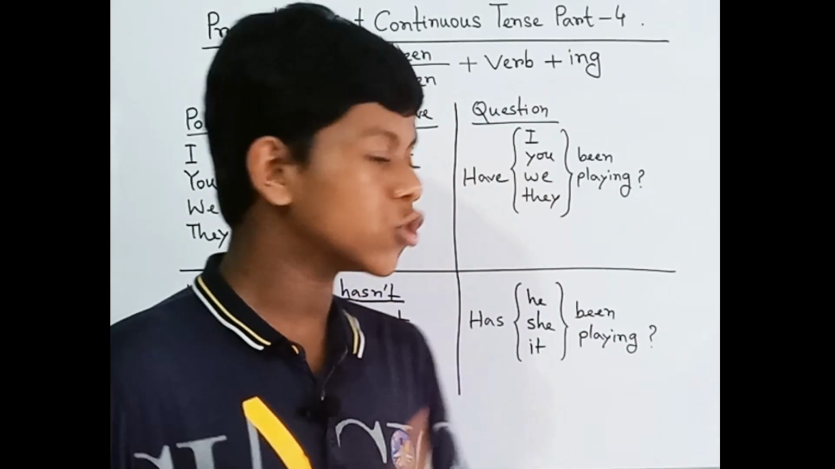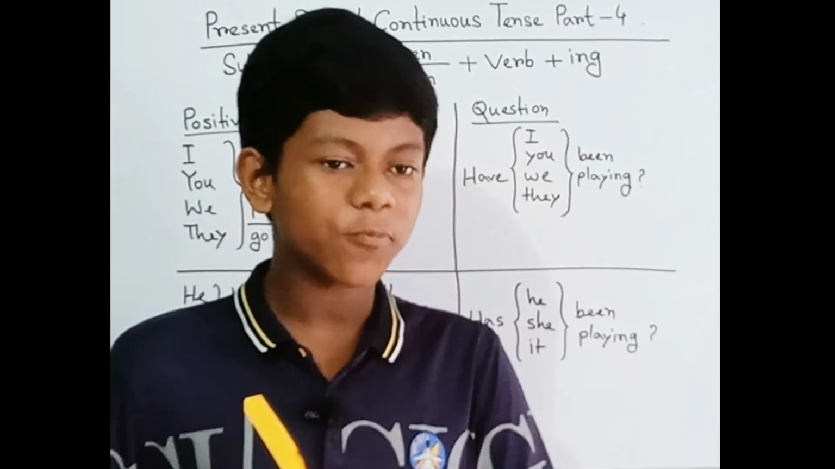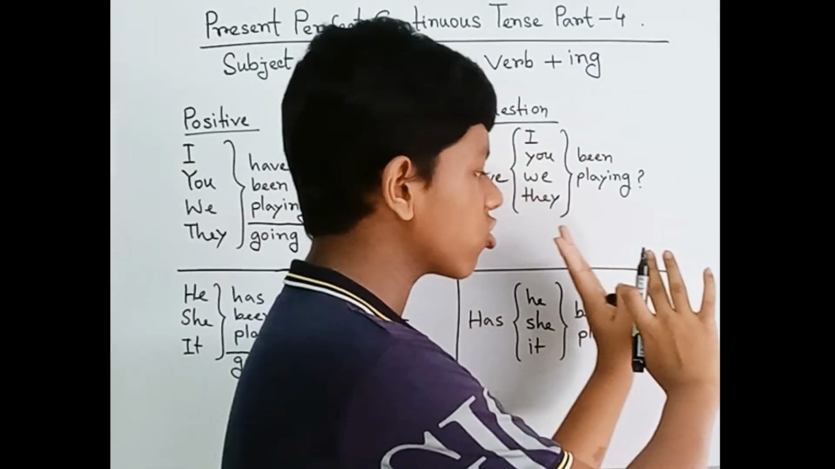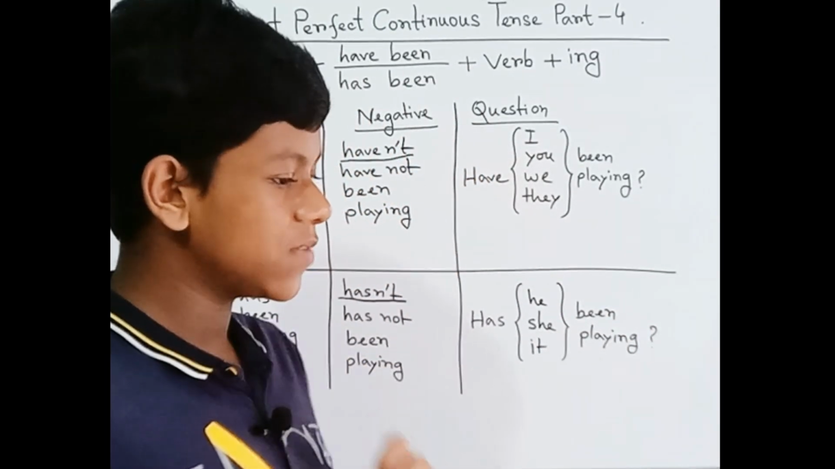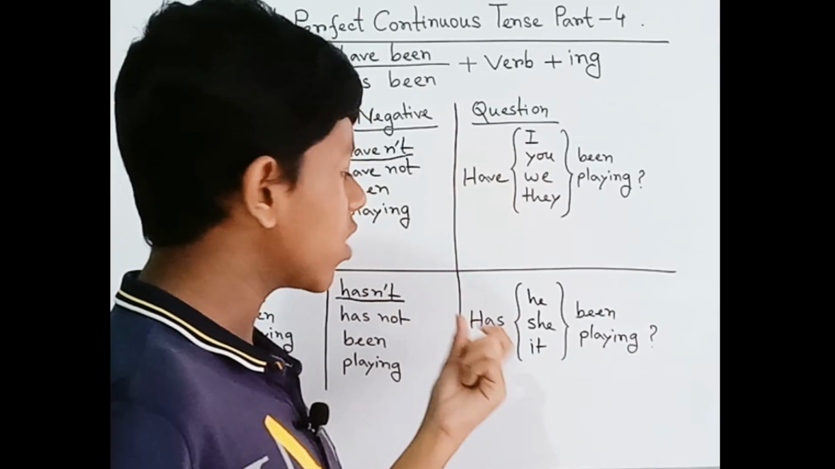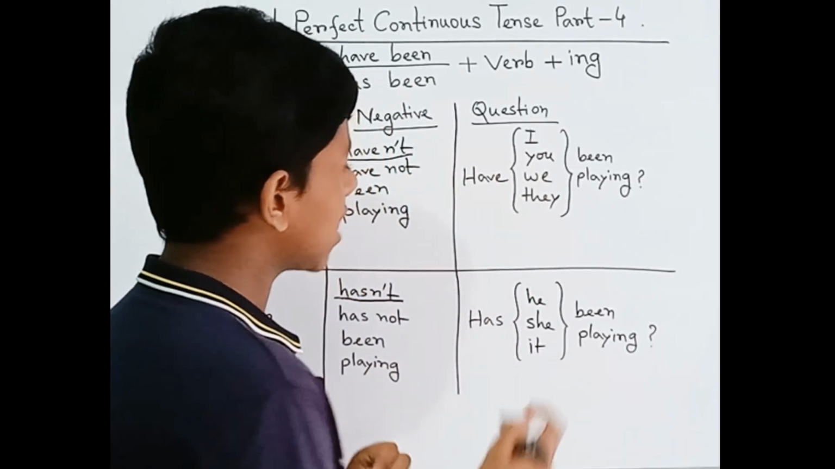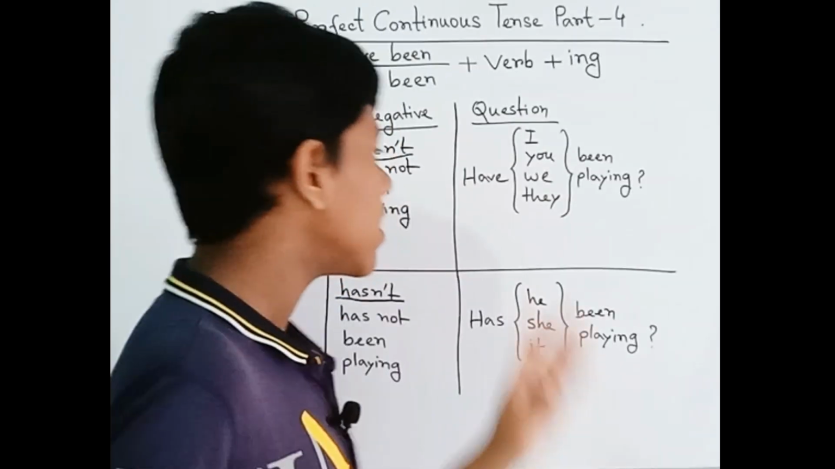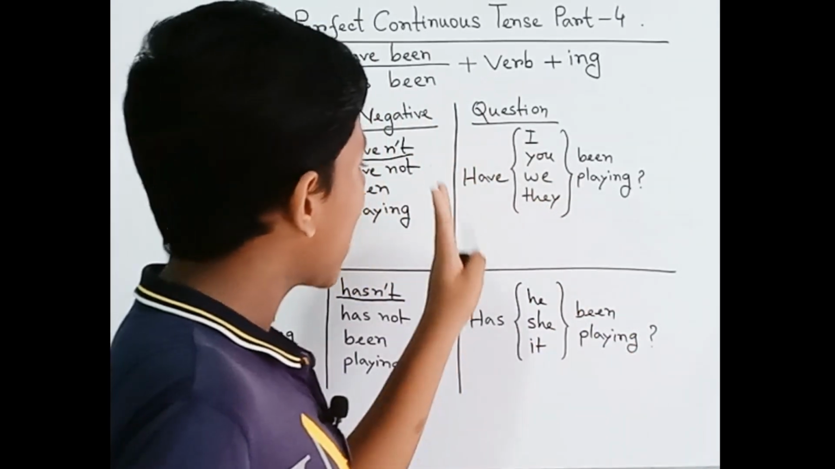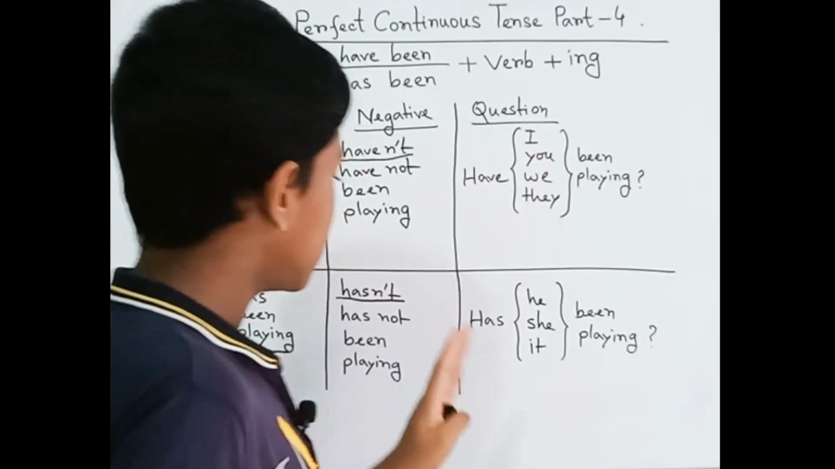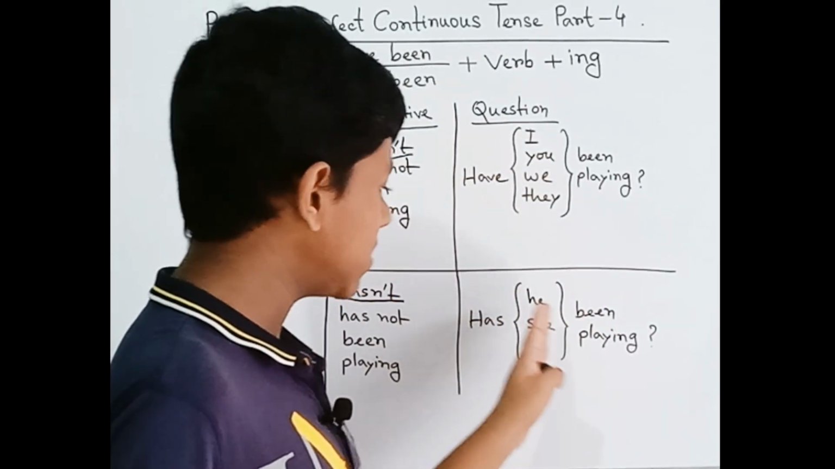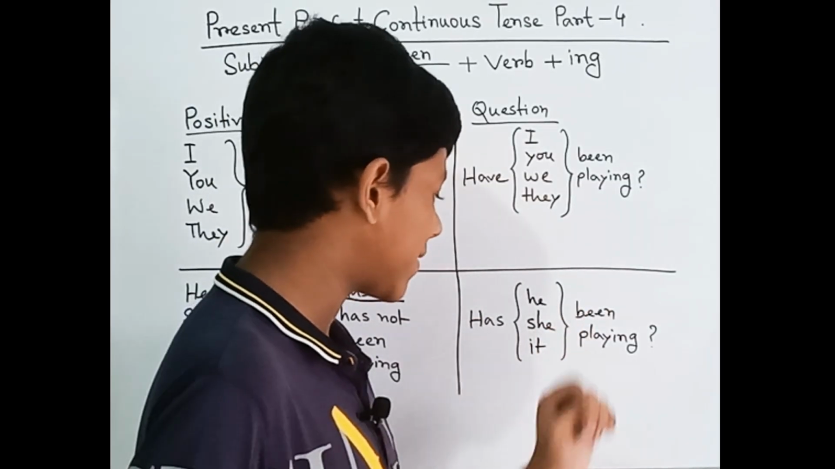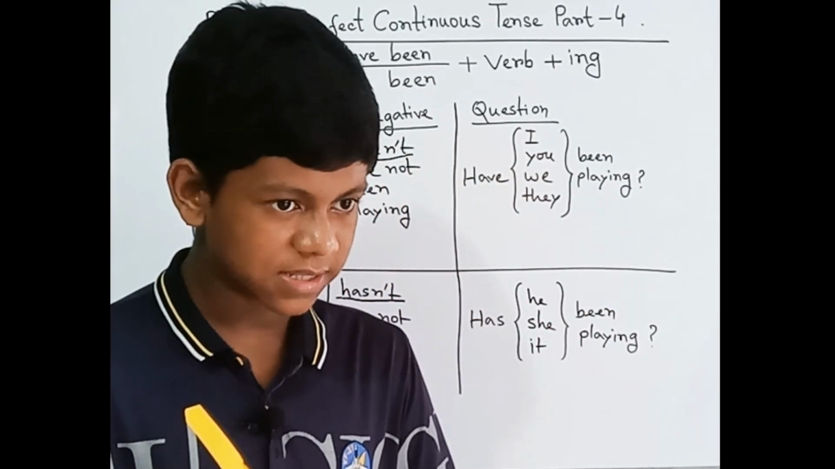For these, both have or has, we have to put before the subject. We have to keep the structure the same. It's just a little bit different: put the have or has before the subject. For example, have I been playing? Have you been playing? Have we been playing? Have they been playing? Next. Has he been playing? Has she been playing? Has it been playing? We can't do that.